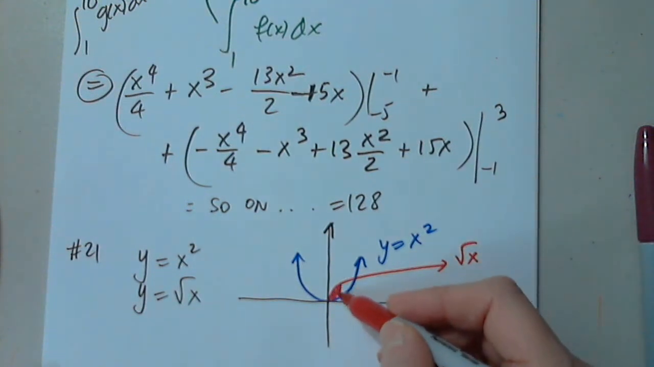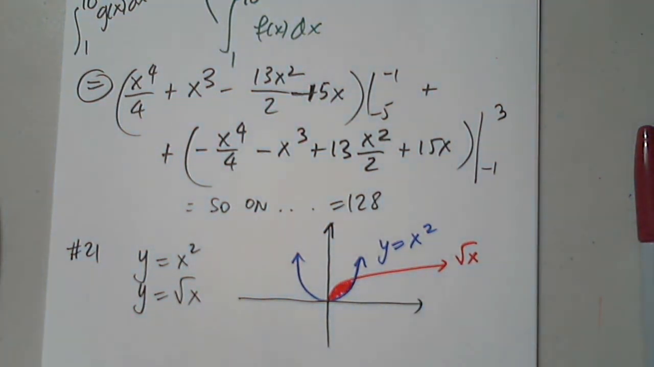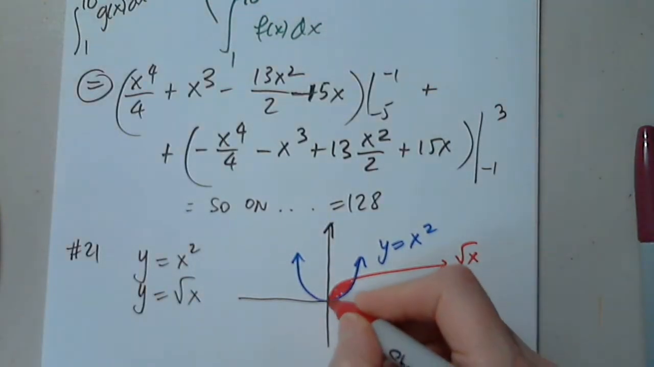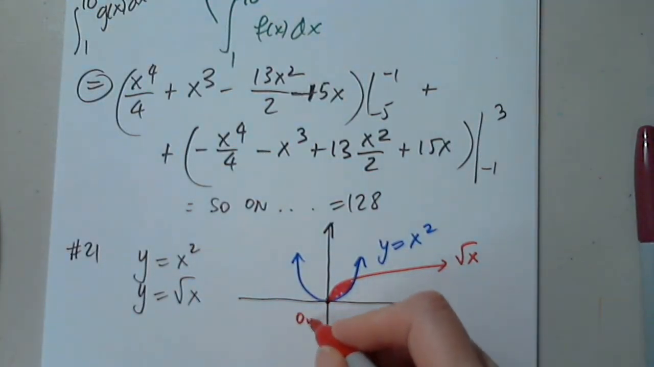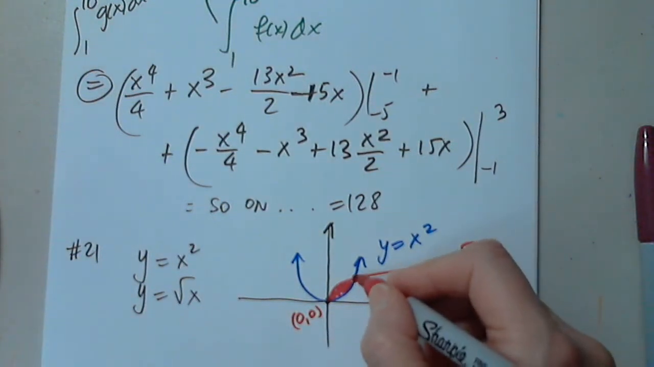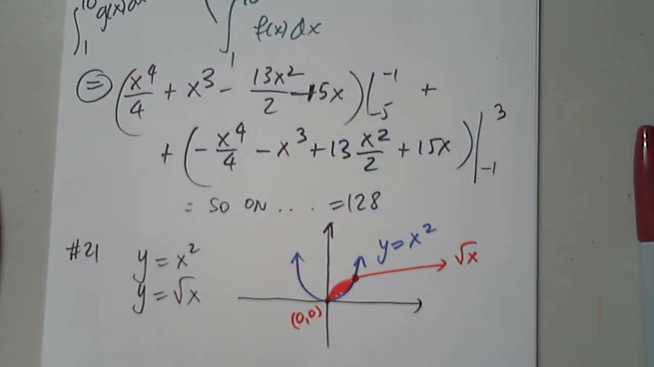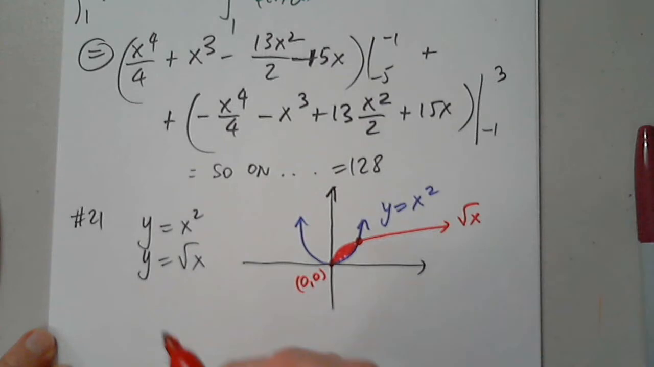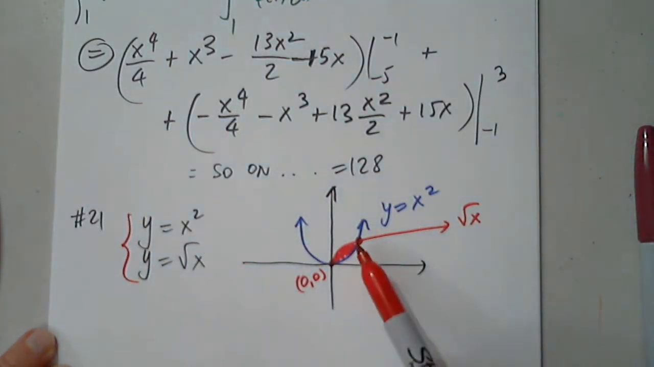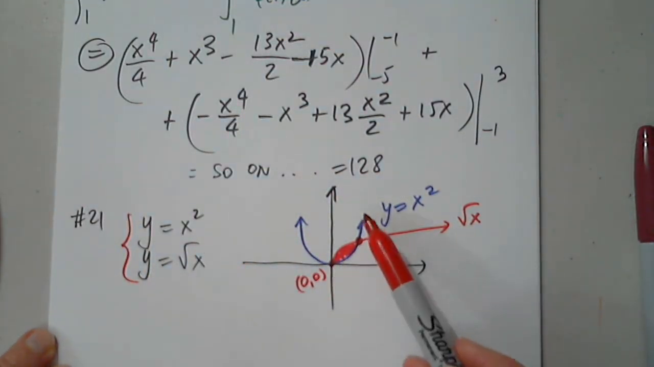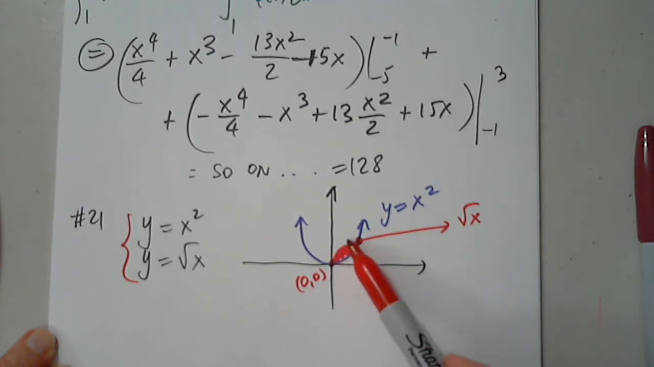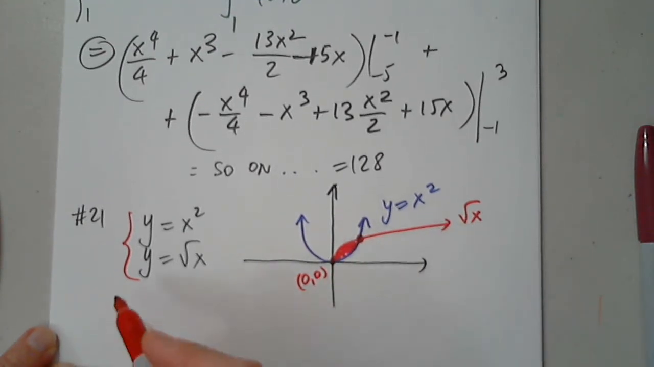And it's very clear what area they are talking about. This is the only area enclosed by these two graphs. All I need to do is identify this point, which I know is 0, 0, and identify this point, which I don't know what it is. I do, but we have to set them equal to each other. At this point, x squared and the square root of x have the same y value. So then x squared equals the square root of x.